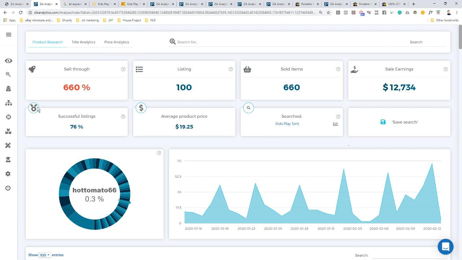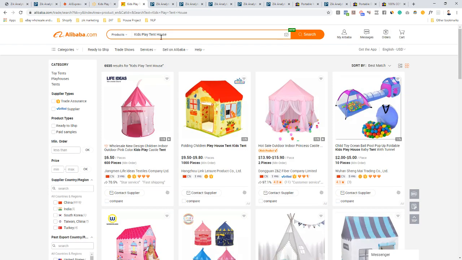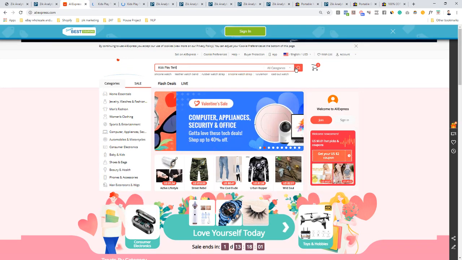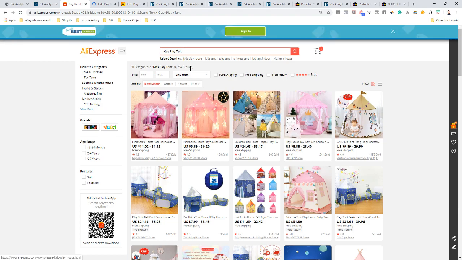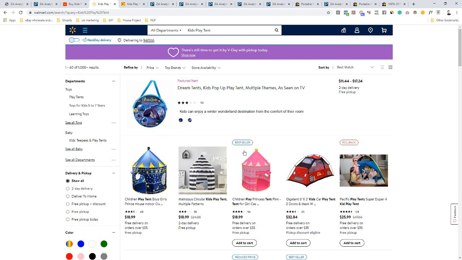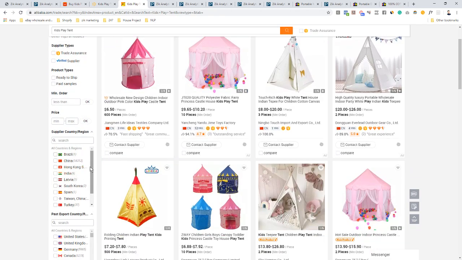So I'm here in this kids play tent. It's $12,000 in sales. And let's see how much it's selling on all these platforms, if we can make money out of it. So on AliExpress, because of the situation with coronavirus, I will change to shipping from United States. All right. And here on Walmart, we see already. And here in Alibaba, we can even check if there are suppliers in the United States. But there are suppliers in Spain, in Turkey, in South Korea, in Hong Kong, most of them from China.